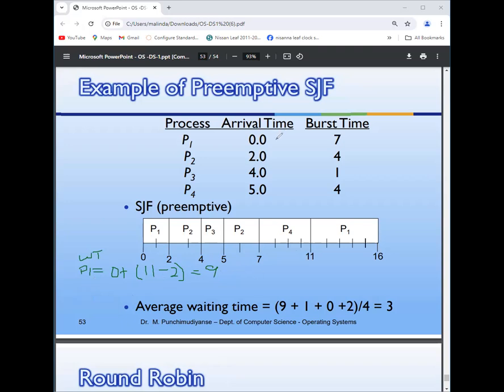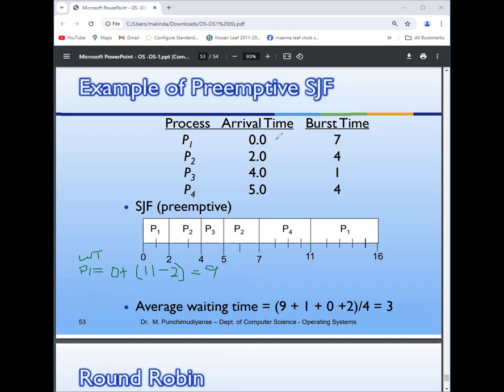Is that clear to you? How many milliseconds does P1 have to wait in total? Is that clear?